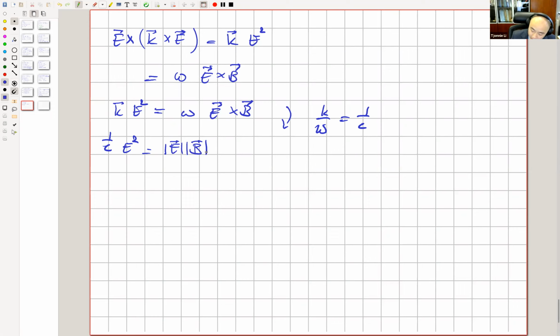The magnitude of k divided by omega is just 1 over c. Here I'm just taking the magnitude of both fields in such a way that I basically get the following. I get that the magnitude of b equals 1 over c of the magnitude of e.